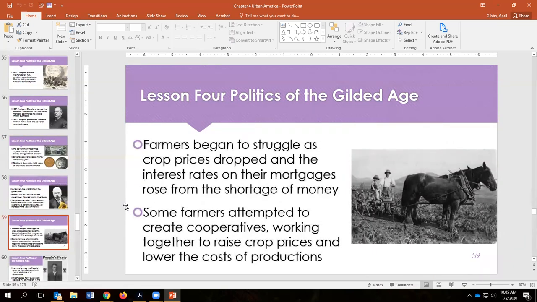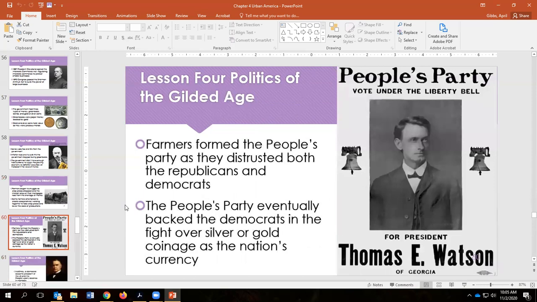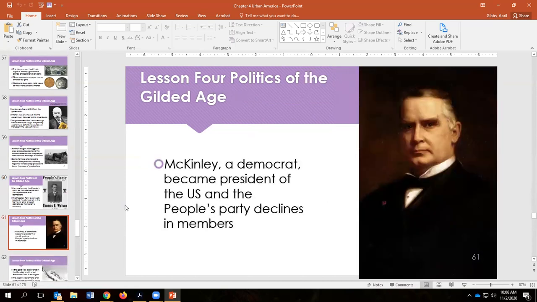Farmers began to struggle as crop prices dropped and the interest rates on their mortgages rose from the shortage of money. Some farmers attempted to create cooperatives, working together to raise crop prices and lower the costs of production. Farmers formed the People's Party as they distrusted both the Republicans and Democrats. The People's Party eventually backed the Democrats in the fight over silver or gold coinage as the nation's currency. McKinley, who was a Democrat, became the President of the United States, and the People's Party declined in members.